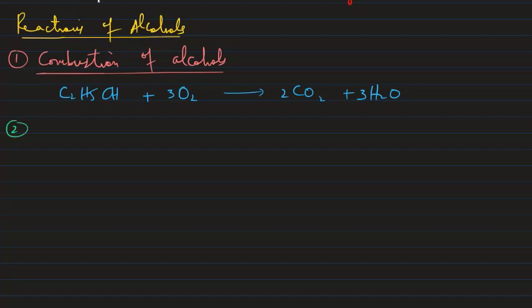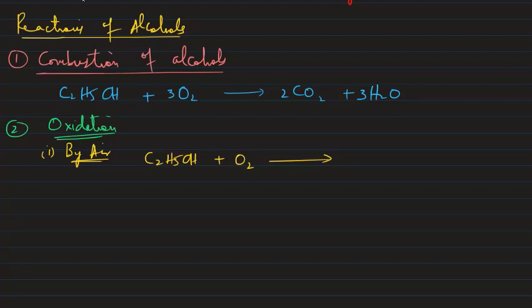Number two reaction is the oxidation reaction. Alcohols can be oxidized, and there are two ways to oxidize alcohol. The first is by air. If alcohol is kept in air for long, it will be oxidized and changed into vinegar. So you've got, let's say, C2H5OH, which is ethanol, and you react it with oxygen. Remember, we are not burning it, we are not igniting it. There is no flame in this case.